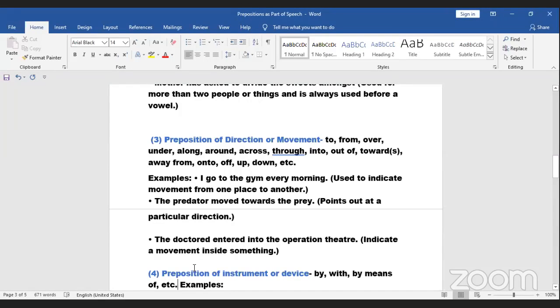Preposition of direction or movement. As the name suggests, if I'm talking about a movement, like I go to school every day. That means I am talking about the movement of myself from my home to school. That is to. That's a movement. Now a lot of people again have confusion about where to use to and where to use towards.